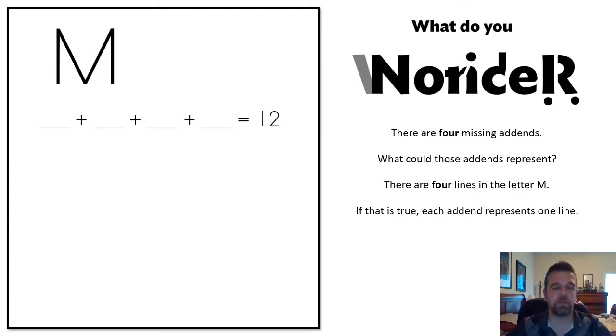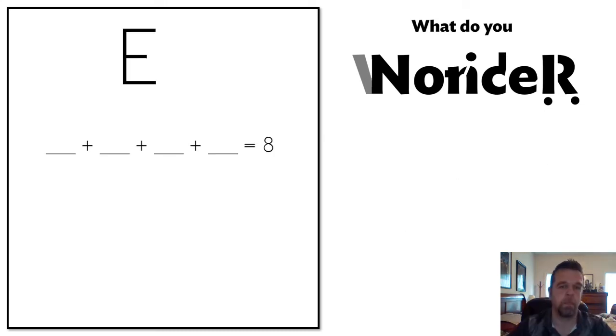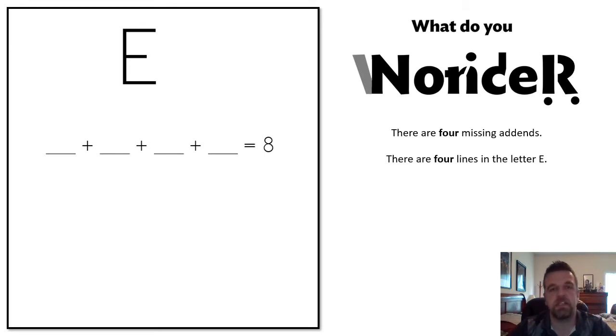But we have to double check and test our hypothesis here, our prediction, our guess, with the other letters. So will that work with the other letters? Let's find out. Here's the letter E and the equation. We notice that there are 4 missing addends. We also can see that there are 4 lines in the letter E. So it works for the letter E. Let's see if it works for the other letters.